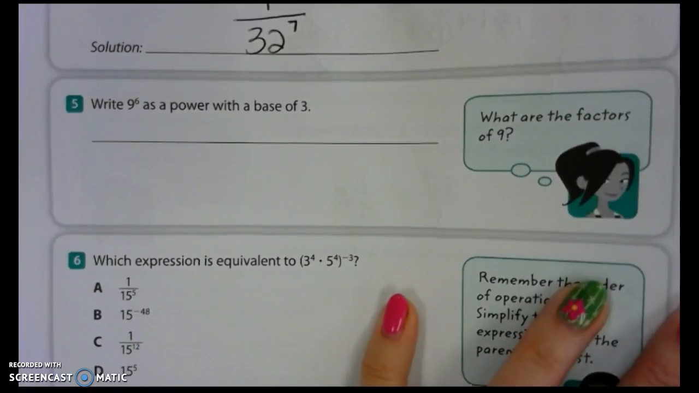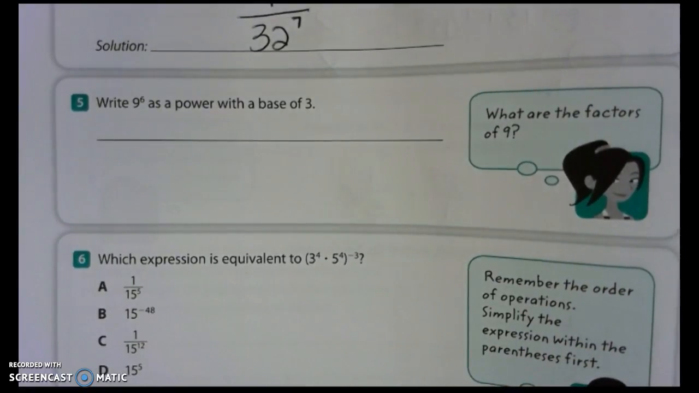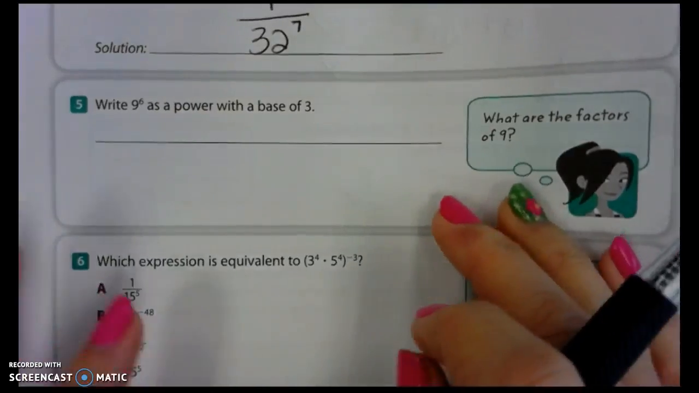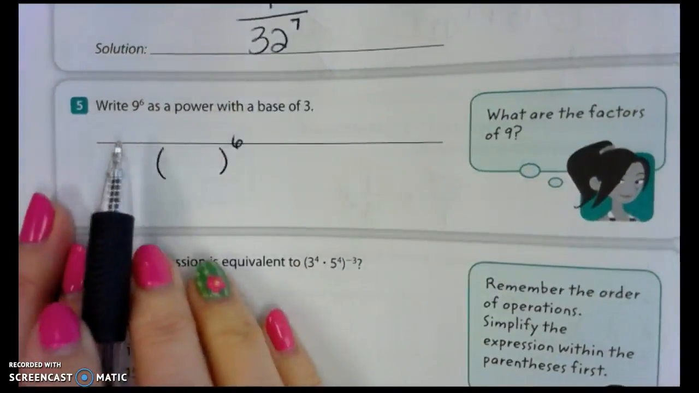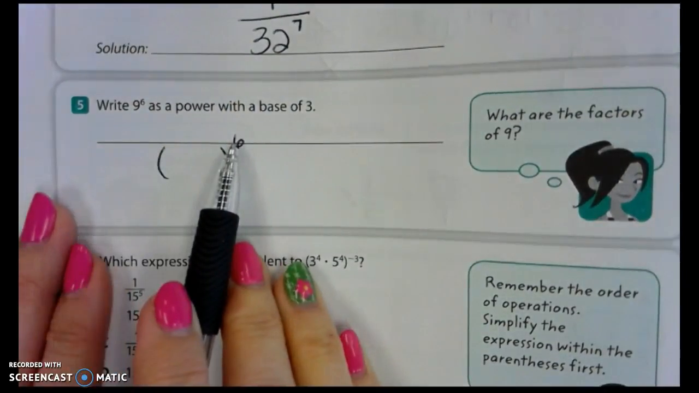Number 5. Write 9 to the 6th as a power with a base of 3. The base is 9. Okay, we're not worried about the exponent, we're worried about the base. They want to change a base of 9 to a base of 3. So just take the 6 that the 9 already has and sit it off to the side.